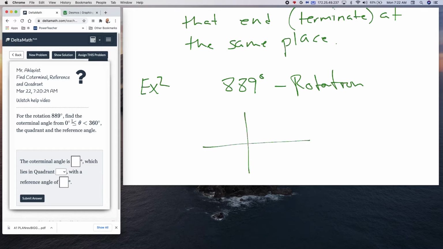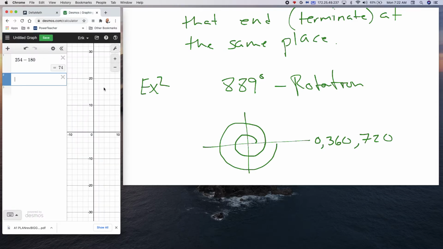Think about what would happen if we go to there. That starts at 0, then we're back at 360. If we do that again, that's 720. So all of those, 0, 360, and 720, are what we would call coterminal angles. If you try to figure this out, you could do 889, subtract 360, you get 529. Take 529, subtract 360, and you're down to 169.